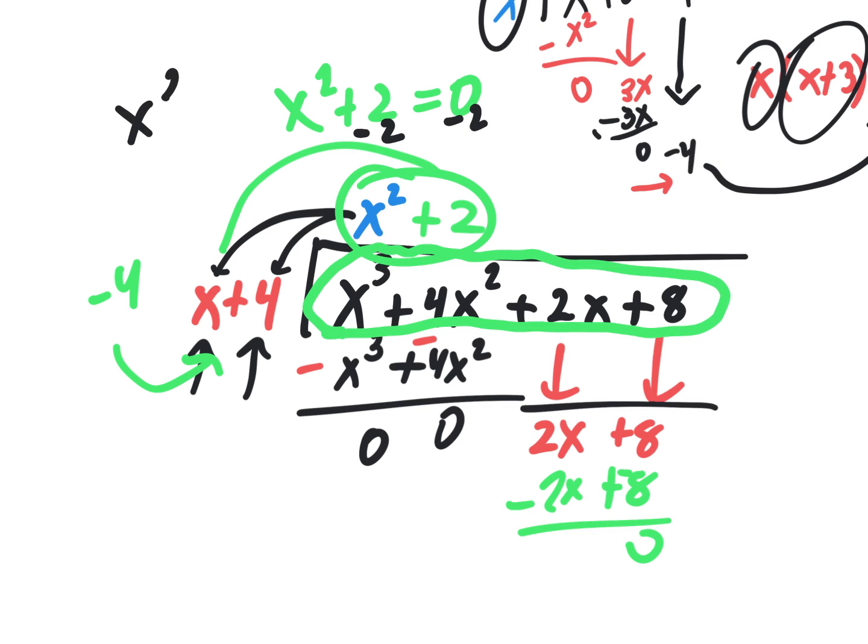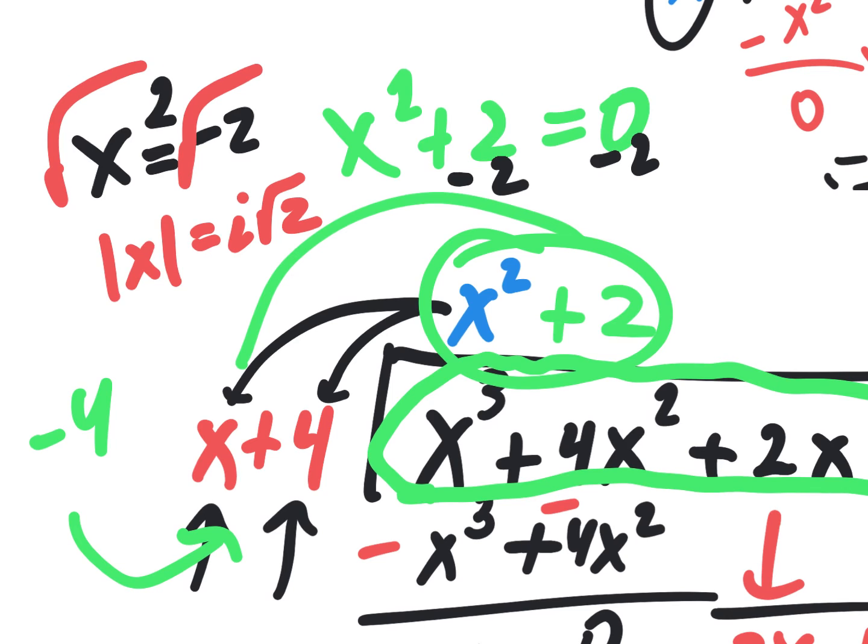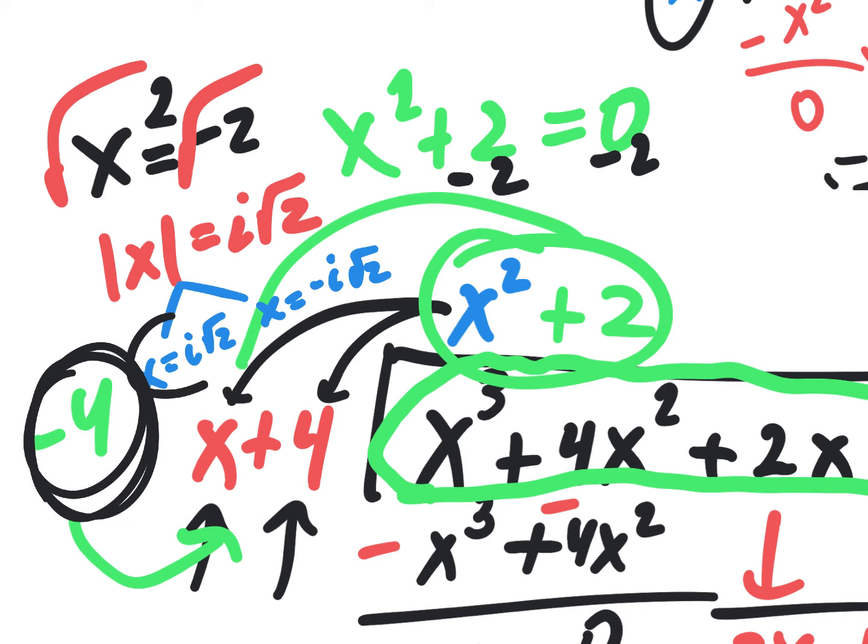Okay. And then square root both sides. And then absolute value of x equals square root of -2. Did you ever change it to that? I was going to do that. Good. I just saved a step. Now what? And then x equals i square root of 2, and x equals -i square root of 2. How many roots did I have? -4 was a root. This was a root. This was a root. 3 of them.